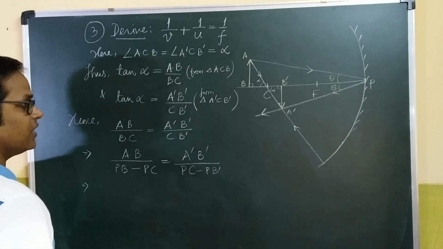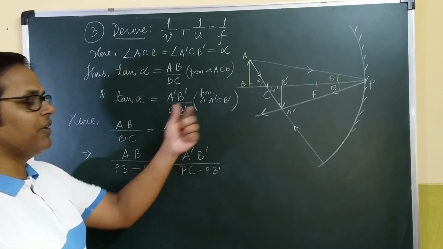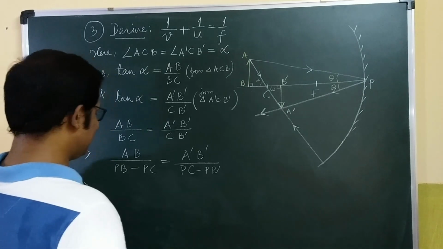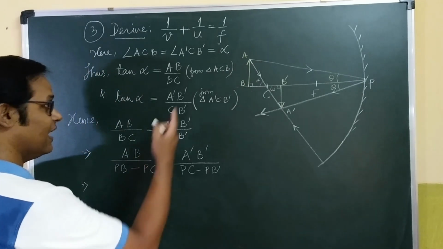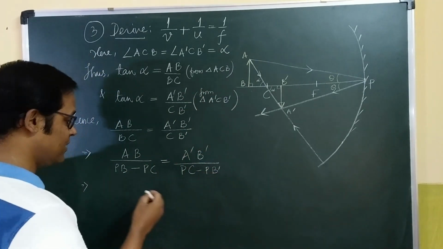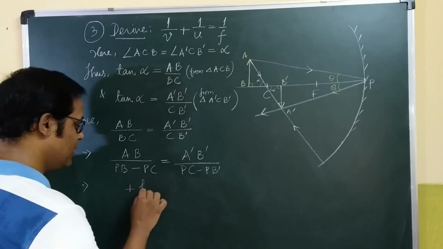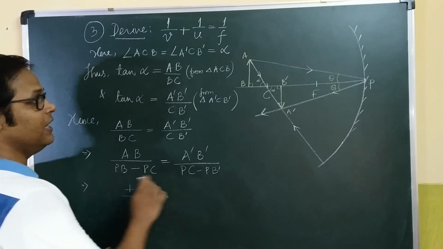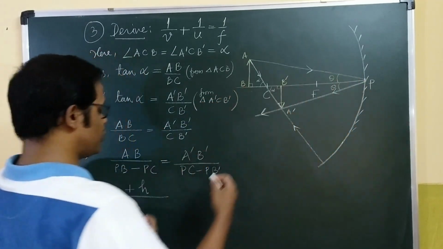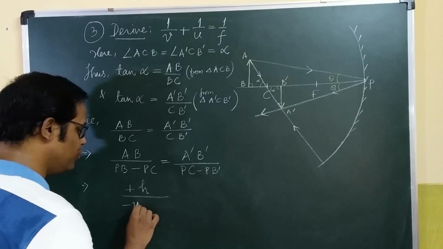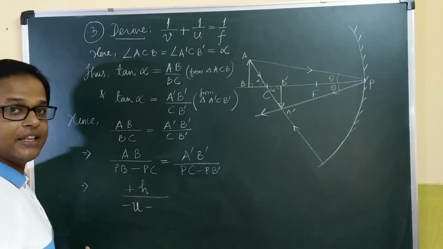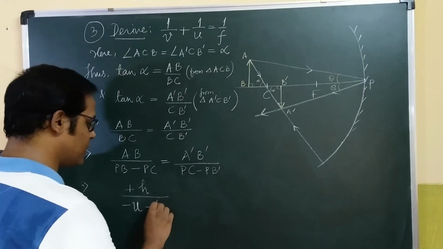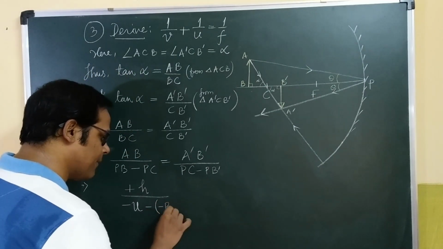Now let us put in the values closely. Now we are ready to put in all the values, I'm sure. Alright. So we can write AB along with the sign conventions, my dear students. You can proceed to write if you wish. It is plus of H above the principal axis. PB is object distance, so it should be written as minus of U. Minus is already there. PC is the radius of curvature, so it is again written with minus of capital R.